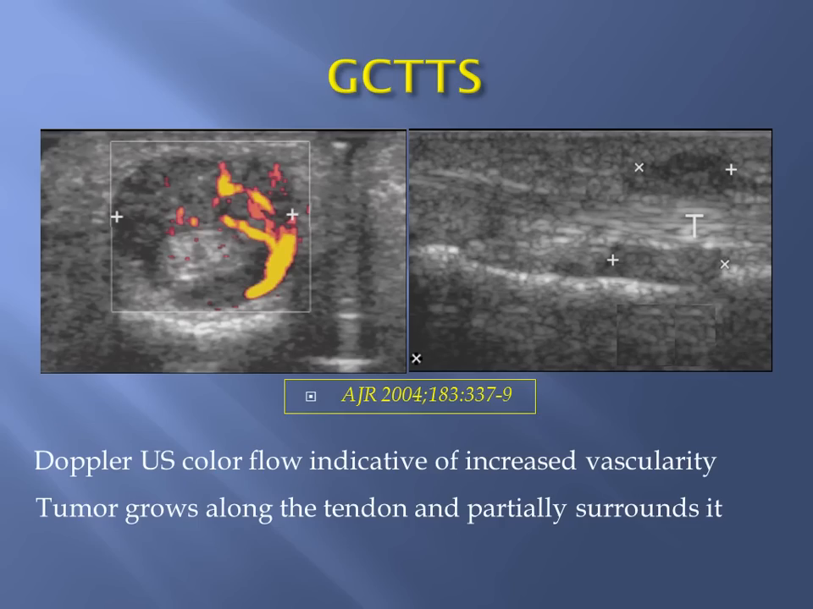So here's an example taken from AJR, August 2004, of giant cell tumor of the tendon sheath, and this looks very similar to the one Ryan had, so maybe the same issue. But the axial image with the color Doppler shows the increased vascularity. In this case, it completely encases the tendon. It's hypoechoic.